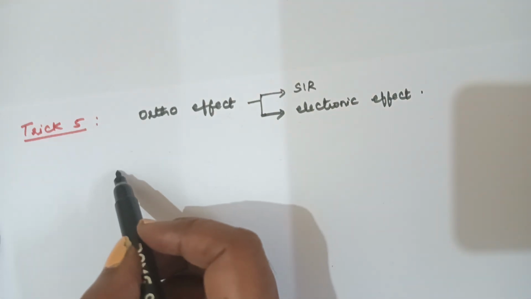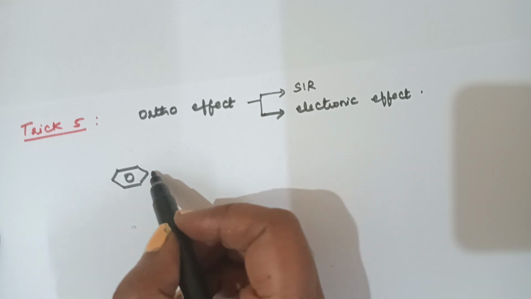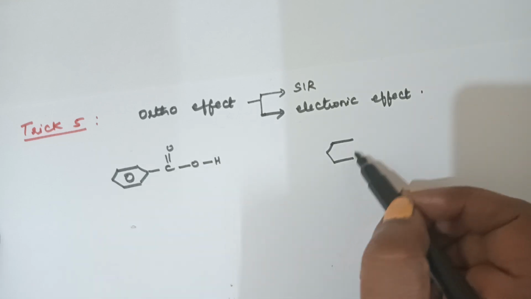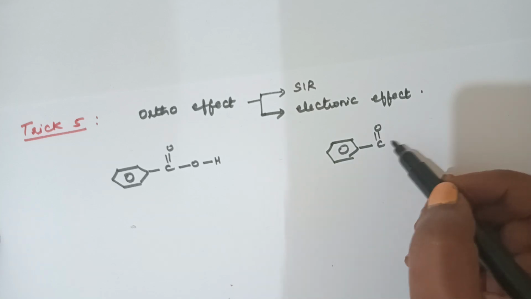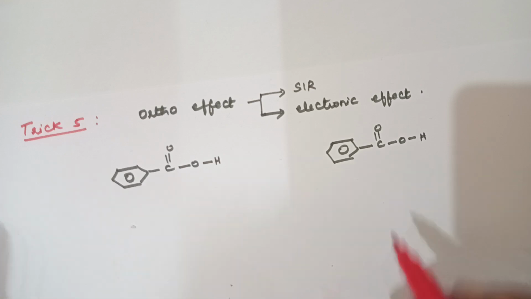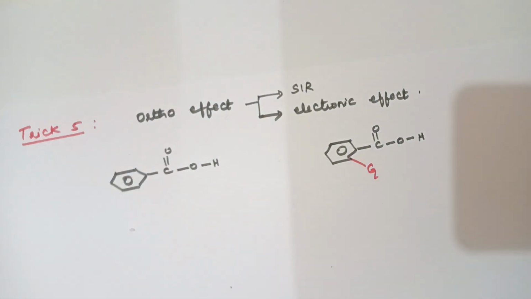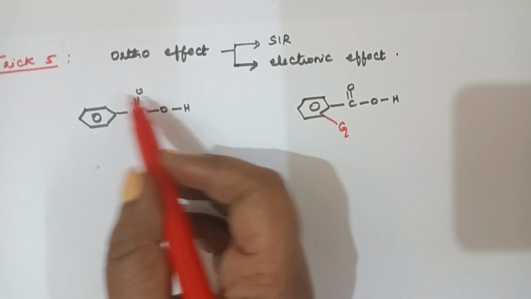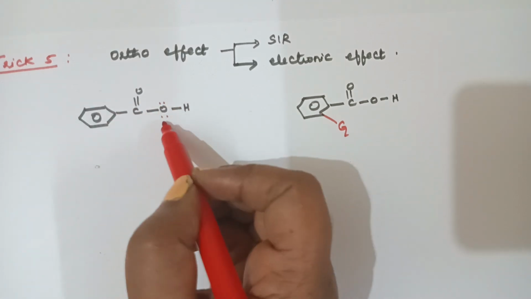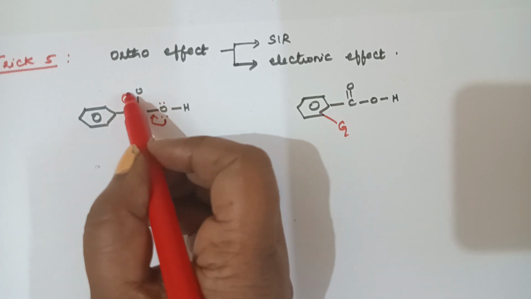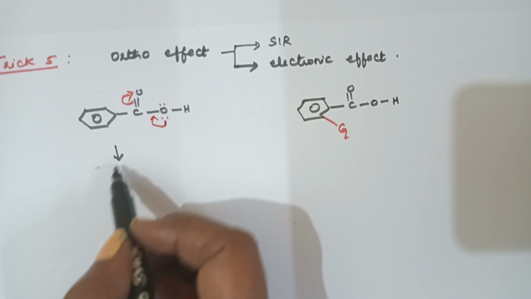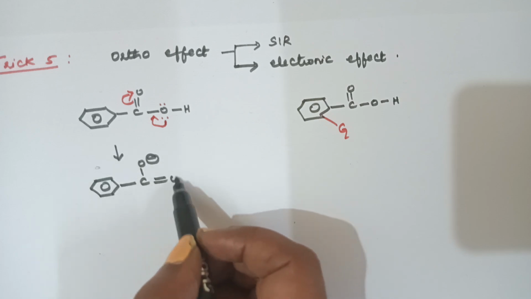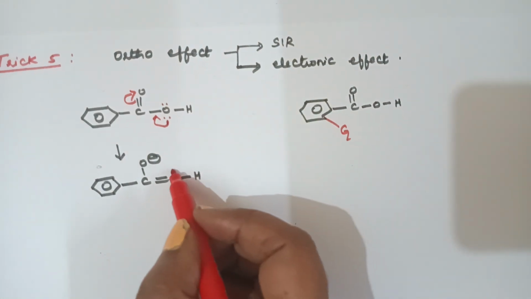For example, take benzoic acid, to which a group is attached at the ortho position. This group can be an electron donating group or an electron withdrawing group. Now what happens is, in benzoic acid, the lone pair of electrons which is present will shift here and this will shift here. So now this will become CO minus, double bond O, hydrogen, and there will be a positive sign on oxygen.